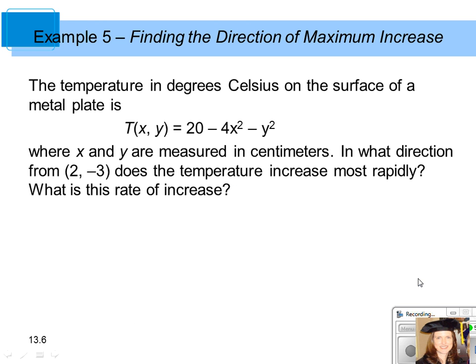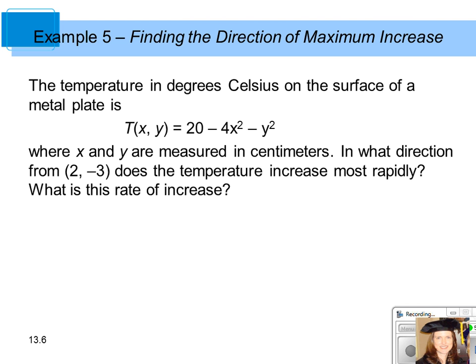In this example, we're going to look at another interpretation of the gradient. The temperature in degrees Celsius on the surface of a metal plate is given by this function of 2 variables: T of x, y equals 20 minus 4x squared minus y squared, and x and y are measured in centimeters. So we have a flat metal plate, and you can measure the temperature given the coordinates on that metal plate.